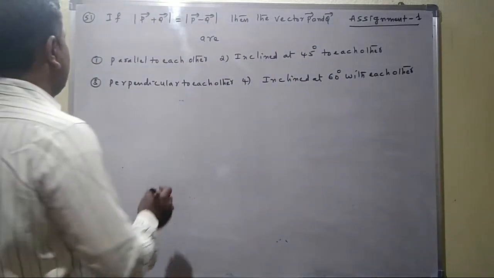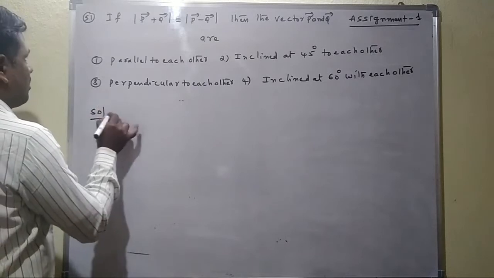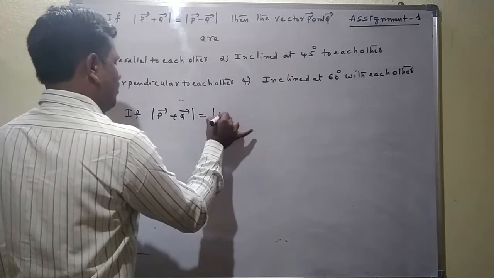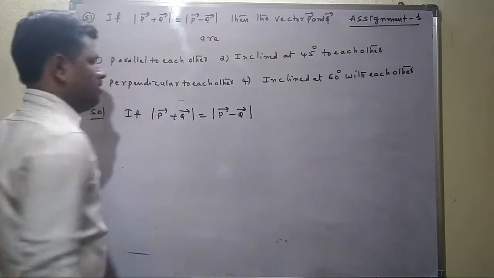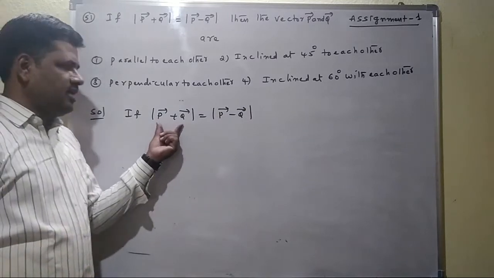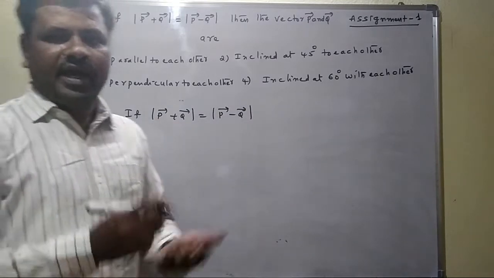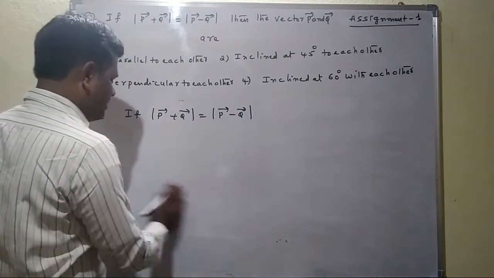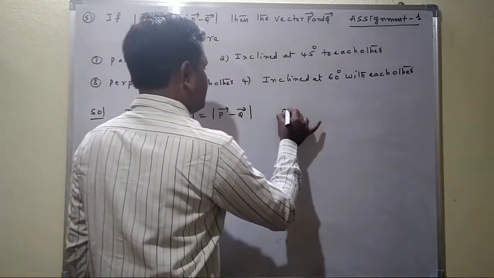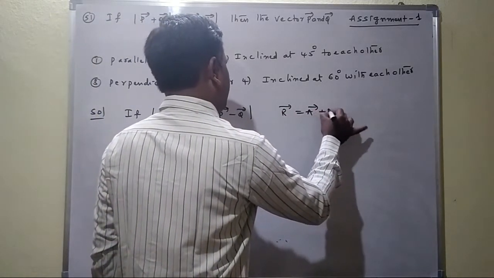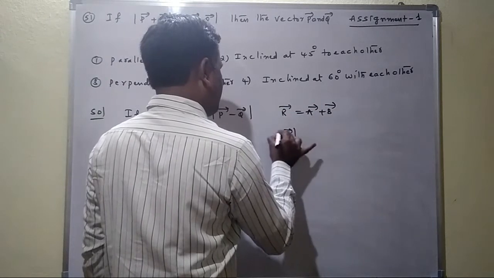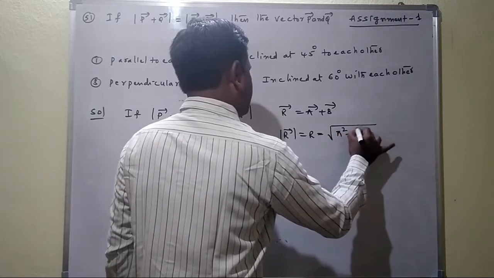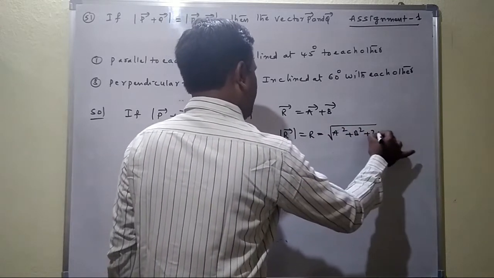See here, what is the given condition? If mod P bar plus Q bar is equal to mod P bar minus Q bar, P bar plus Q bar is the resultant of the two vectors when adding, and P bar minus Q bar when subtracting. We know this is the magnitude of the resultant vector formula. Suppose R bar is equal to A bar plus B bar. The magnitude mod R bar is equal to R, which is under root of A square plus B square plus 2AB cos theta.